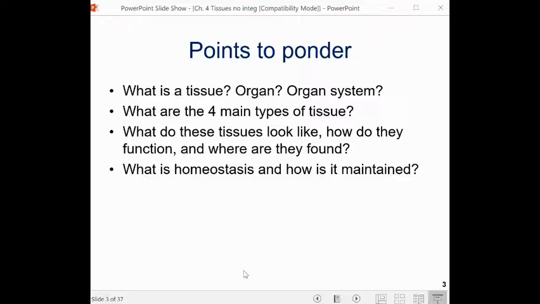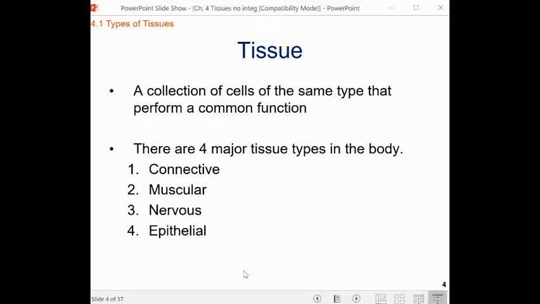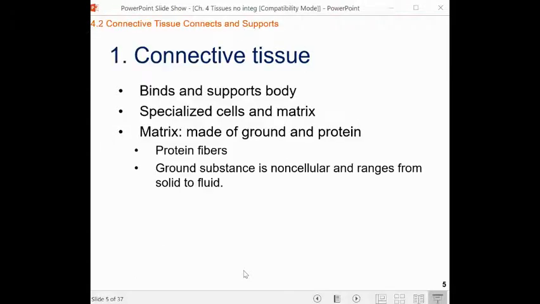And then we'll take a step back and look a little bit at homeostasis and how that's maintained in the body. In this first section, we're going to be talking about tissues. And a tissue is simply a collection of cells of the same type that perform a common function. And the entire body can be broken down into 4 basic tissue types: connective, muscular, nervous, and epithelial. So we'll be taking each of these tissues individually and trying to understand what makes them different from each other.